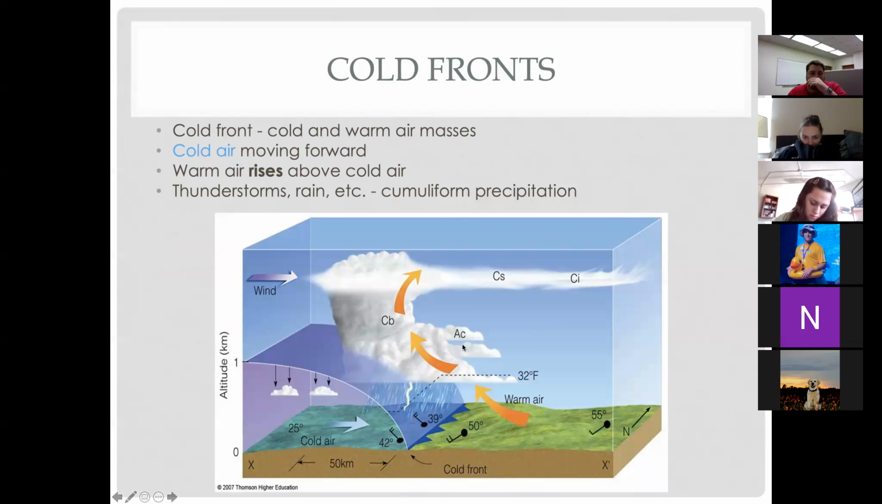Remember, cold fronts are along different masses, cold and warm air masses. The cold air is moving forward, and whenever it interacts with the warm air, remember, warm air rises, so it rises above the cold air, and this is how we get our thunderstorms and rain showers. This is like when we were talking about the cloud types. Unfortunately we don't see these too often, but this is an example of a cumulonimbus cloud when we get severe thunderstorms. You'll see these a lot along cold fronts.